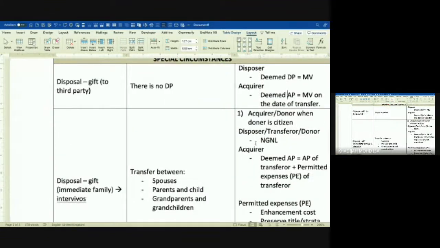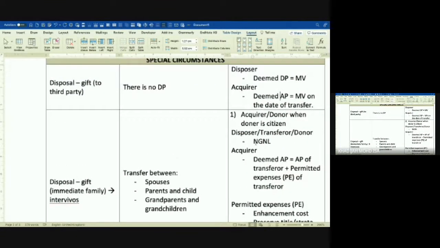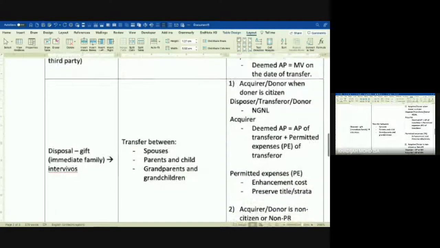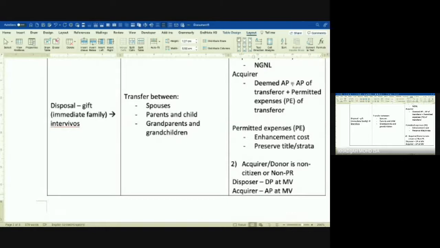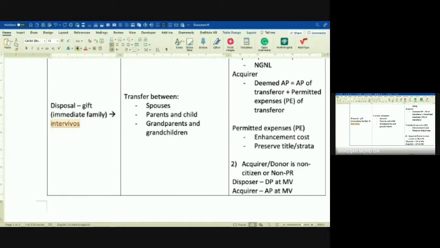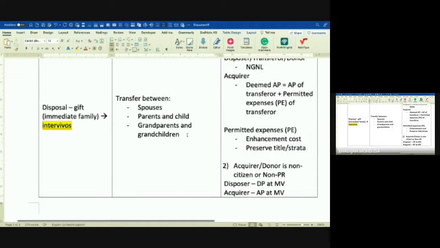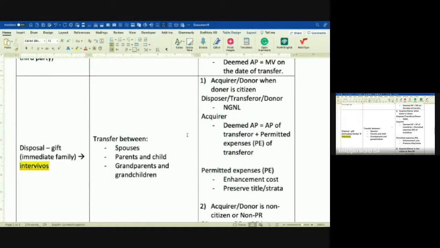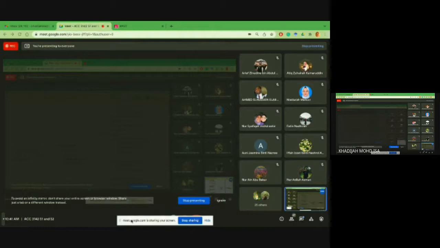Okay, that is the disposal under normal circumstances. It has to be at market value. But when there's a disposal in the form of a gift to immediate family, we call it inter vivos. This is where there's a transfer between spouses, or between parents and child, or grandparents and grandchildren. Then, to the disposer, it is a no gain, no loss.